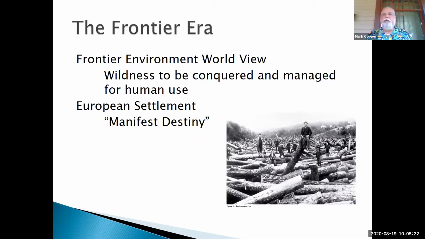All right, the next one is the frontier era. And this one started in the 1600s into about 1890. And the new worldview for these guys was wilderness was to be conquered and managed for human use. This picture is devastating. You can see they clear cut a forest. And the idea was everything had a worth to humans and nothing else. And the European settlers showed up in the eastern United States. And if you've taken a history class, remember Manifest Destiny, that it is our right to take over North America and go from the east to the west coast.